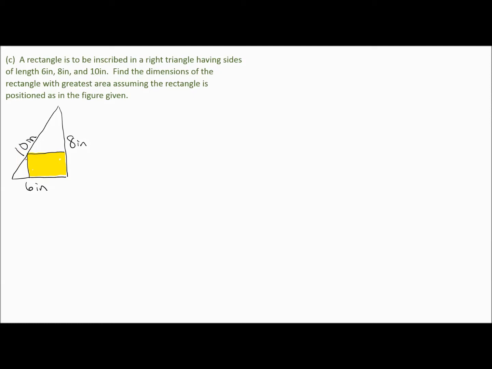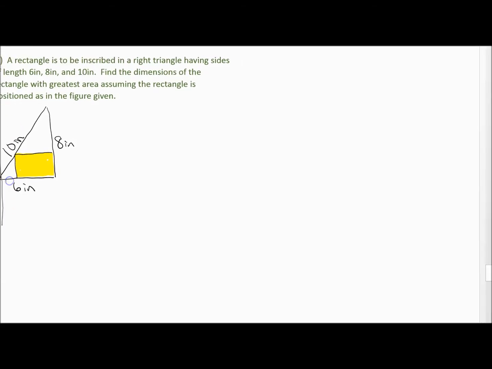Okay? Now this problem might not be very intuitive, and what would help the most is, behind our picture here, I'm going to draw an XY axis. That's really going to be the key to this problem.